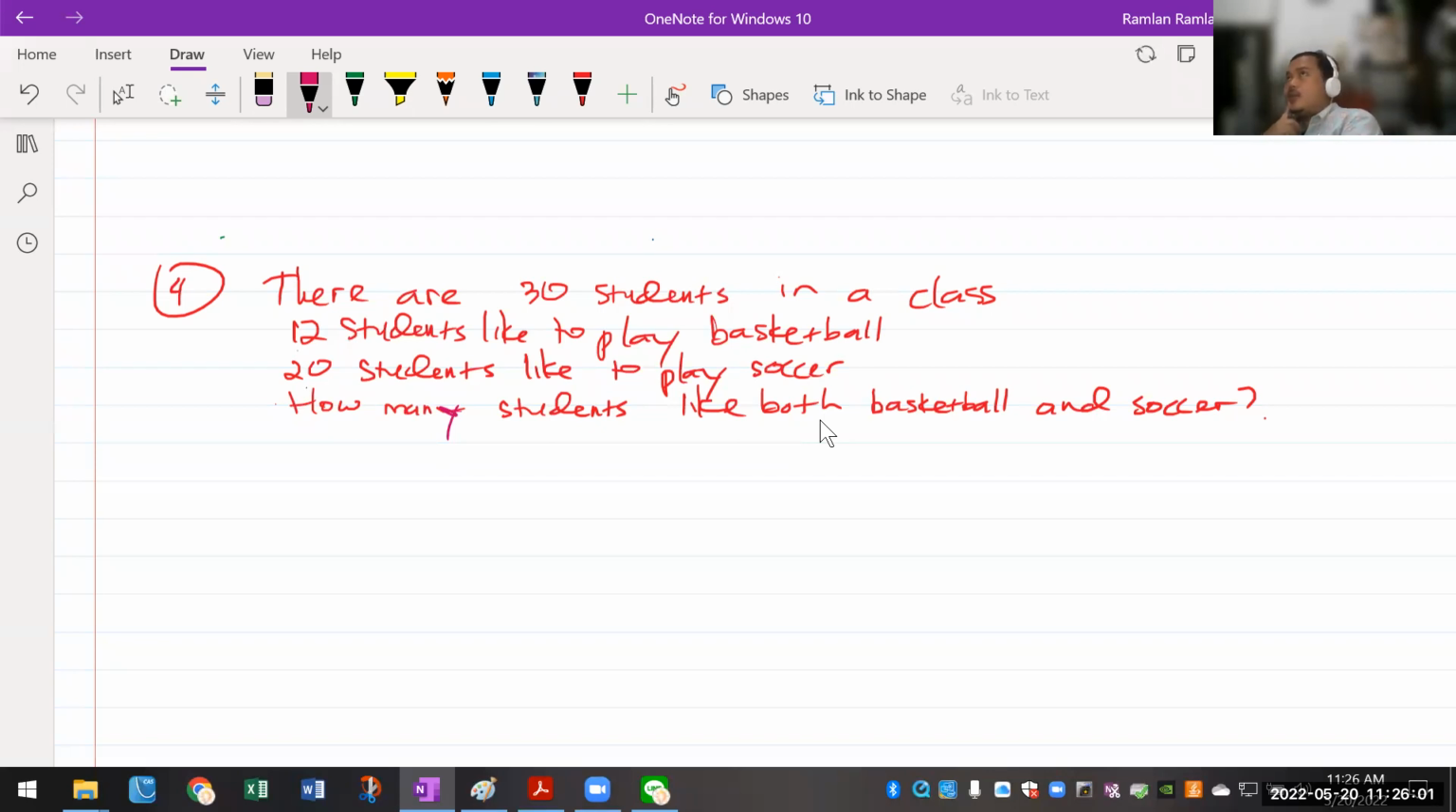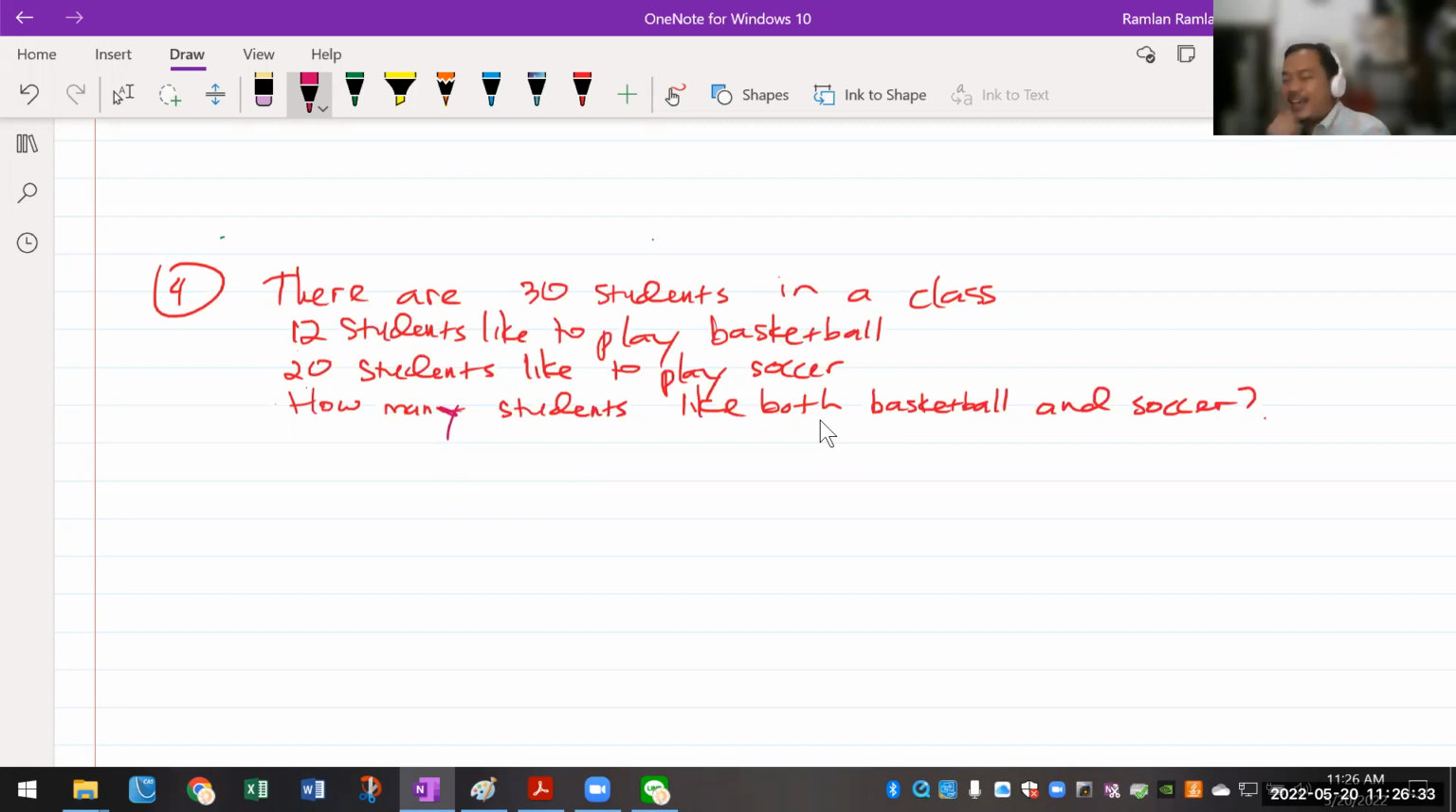Kan ada 30, totalnya ada 30 anak. Yang suka basketball ada 12, yang suka soccer ada 20. Kalau digabung yang suka basketball sama soccer ada berapa? 32 ya? Kok kelebihan, Pak? Kok nggak masuk akal ya? Okay, so this is where sets are going to play their role, guys. Kelebihan 2 orang, kan cuma ada 30 orang.